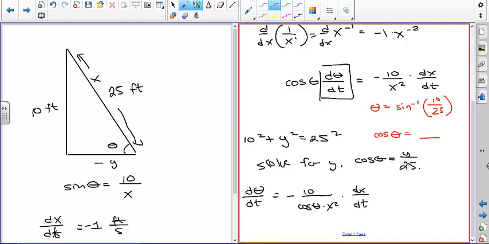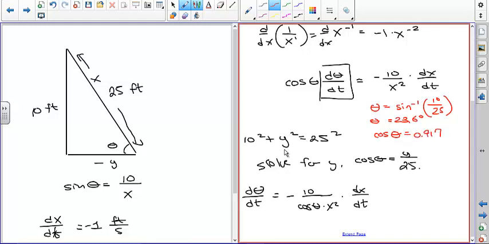We'll demonstrate that this is true. Inverse sine of 10 divided by 25 is 23.6 degrees. Oh wait, sorry, that's theta. So theta is equal to 23.6 degrees, and then you take the cosine of that, which is 0.917. So that's one thing you could do.